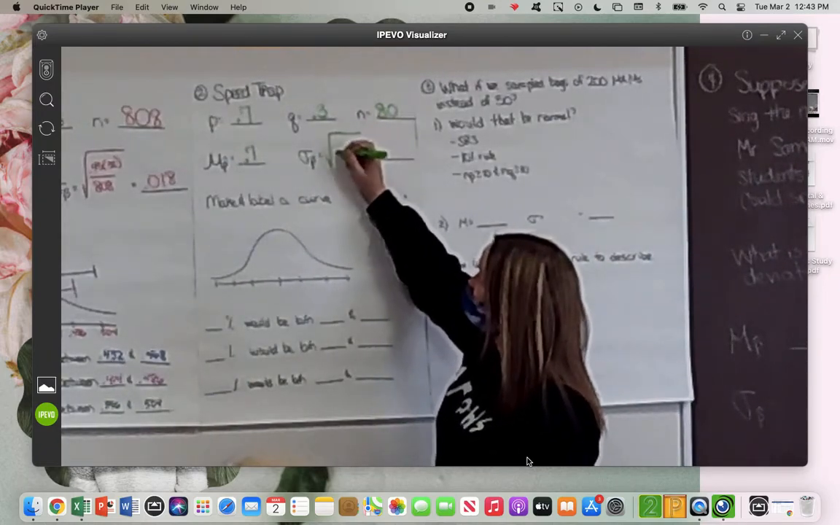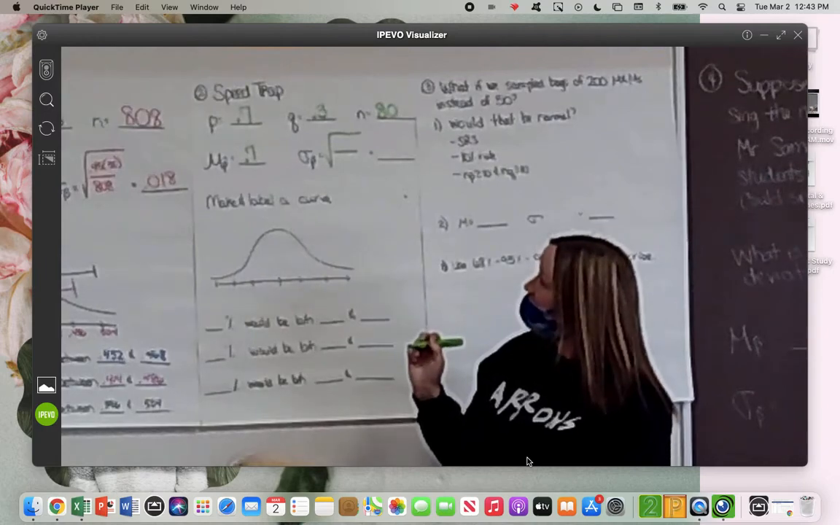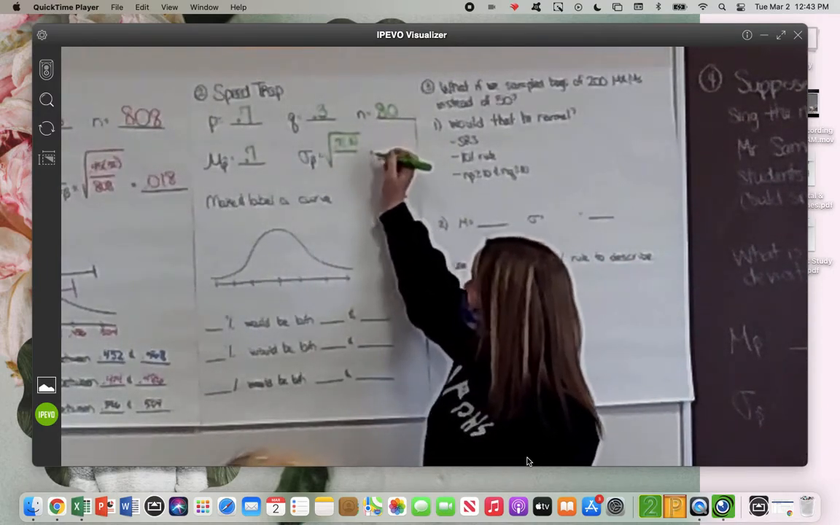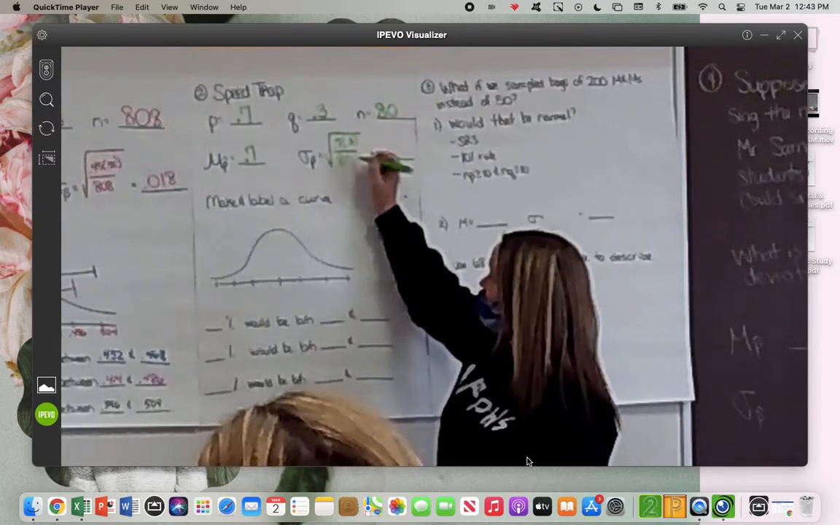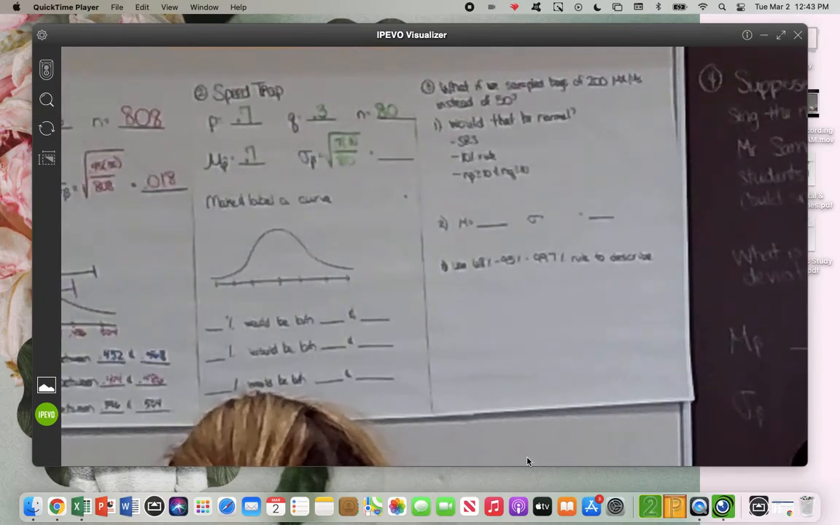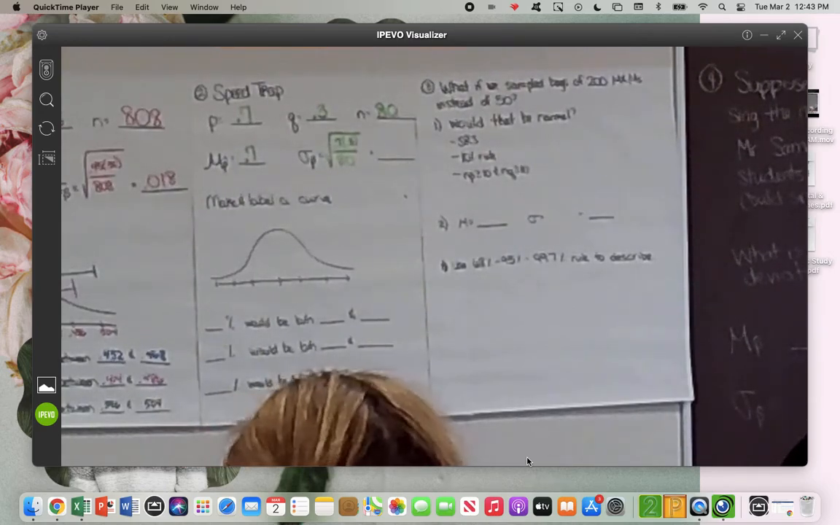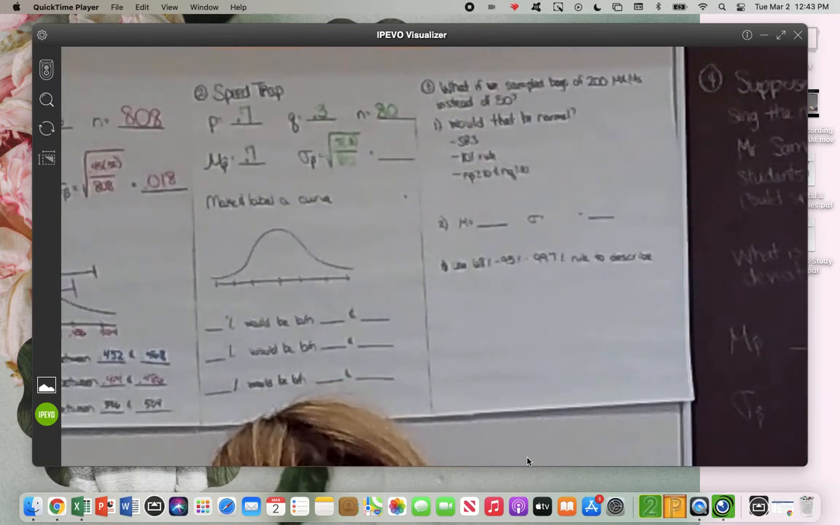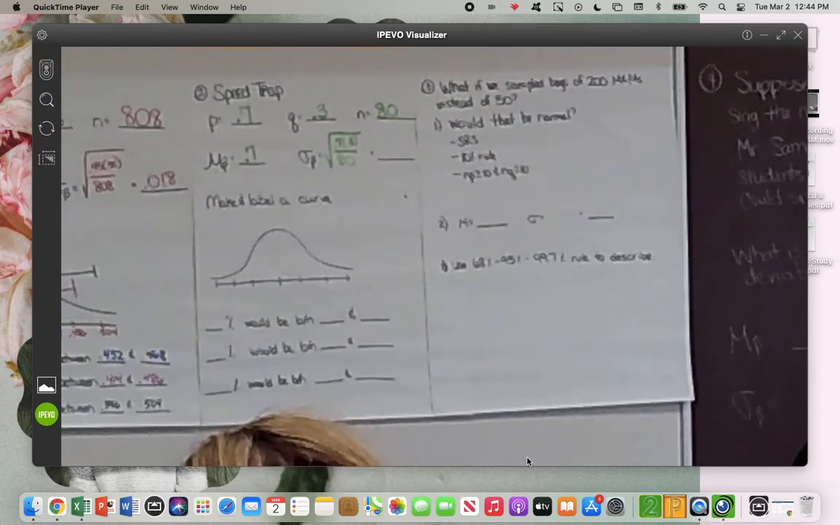All right, what do I put in the numerator? It's P times Q. 0.7 times 0.3. And my denominator? Yep, let's plug that in. The square root of 0.7 times 0.3 divided by 80. 0.051. I think that sounds good. 0.051.